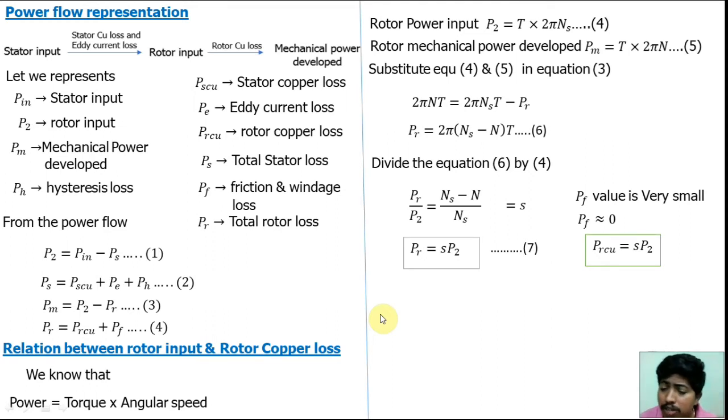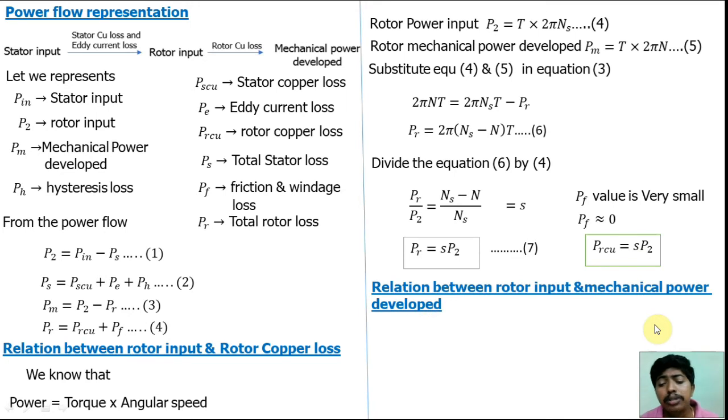If the friction loss value is given, first we have to find the total rotor loss. From that we can find the rotor copper loss, considering the friction and windage loss values. Next we will discuss the relation between the rotor input and the mechanical power developed.